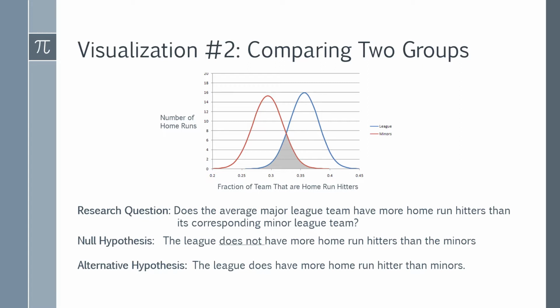As we take a look at the average for the home run hitters, the league is 0.37 and the minors have 0.28 home run hitters. The league has more home run hitters and a null hypothesis can be rejected.